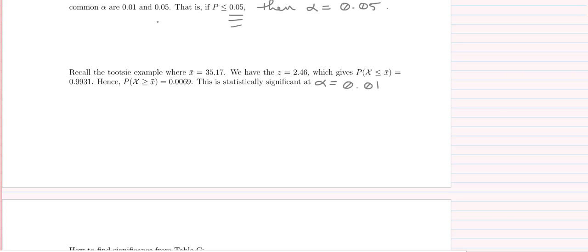I guess what I want to say is that we choose the alpha that is larger than p, but smaller than all other alpha, if that makes sense. So it's like the least upper bound that we can use. So how do we find this alpha using table C? Well, I'll write down the steps.